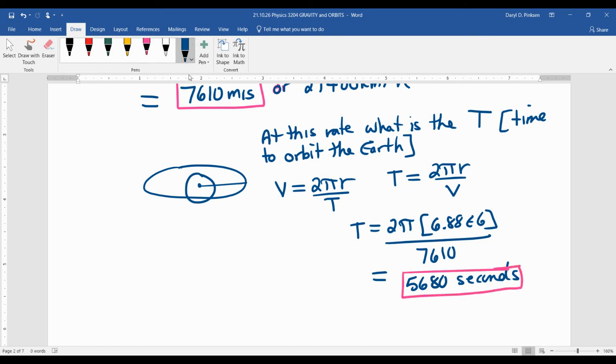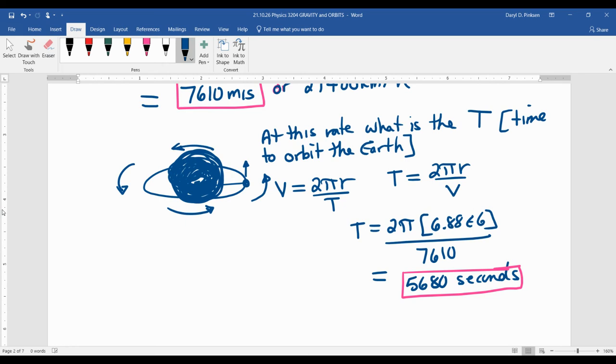Okay, so I probably should have made this bigger. So here's my Earth. And there's my satellite in orbit around the Earth. It's got a v of 7610, and it's going around the Earth like this. And it takes 5680 seconds to go around once.